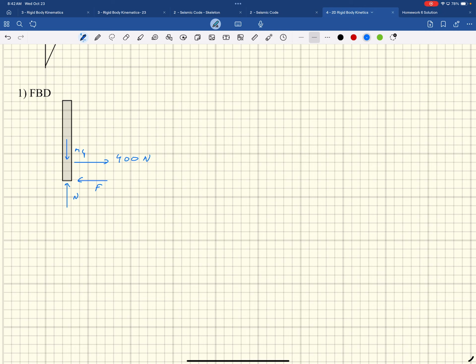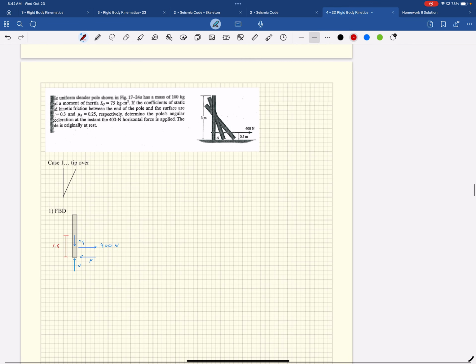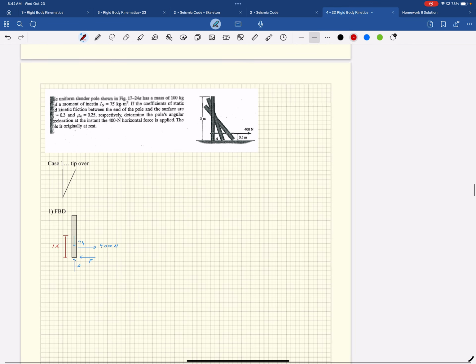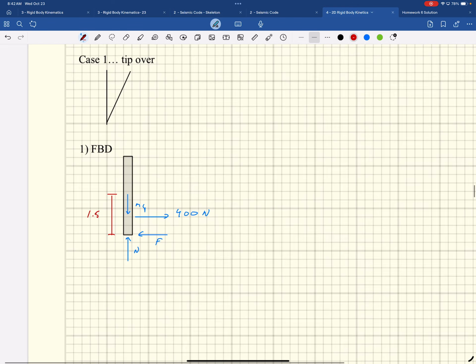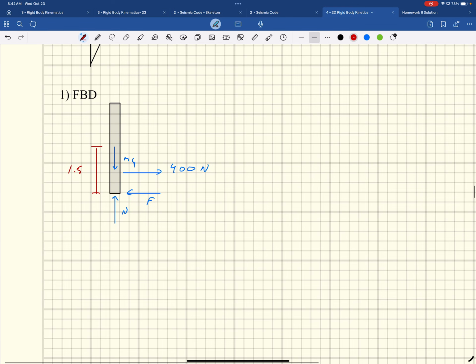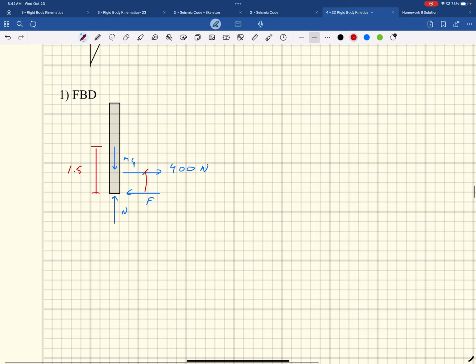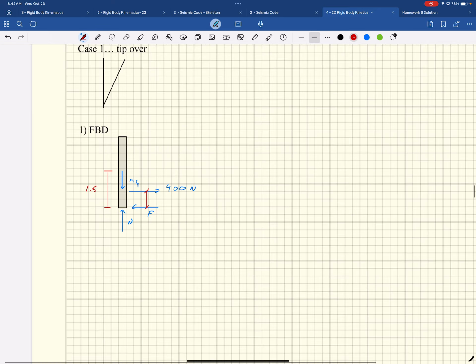All the forces that are acting on this thing, okay? But we should put some dimensions, because again, it's nice just to have them there. Distance to the mass center. This thing is 3 meters long, I think is what it is. Yep, 3 meters long. So the mass center would be 1.5, and then they tell us this distance there as being 0.5, I believe, right? 0.5.